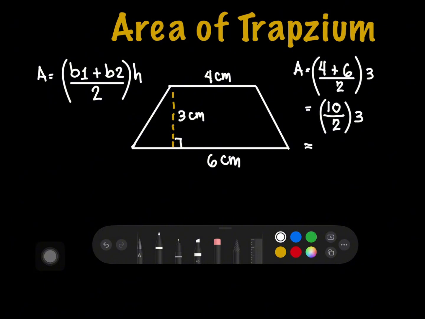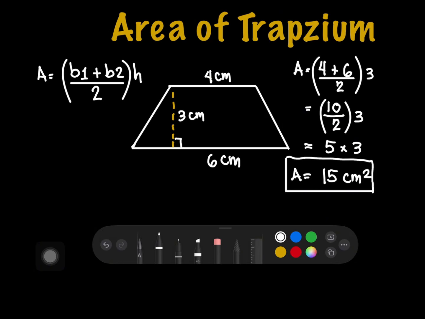And 10 divided by 2 is 5. Then multiply it by 3. So 5 times 3 is equal to 15 cm square. Since we are looking for area, it's cm square. So the area of this trapezium is 15 cm square. That's all.